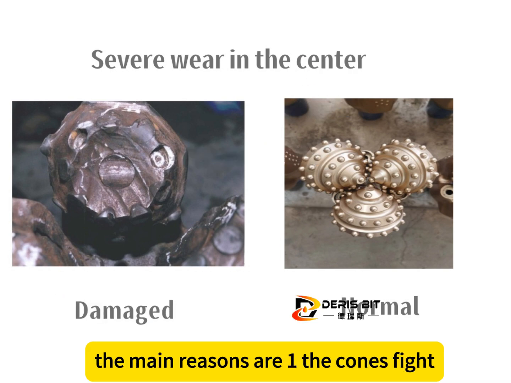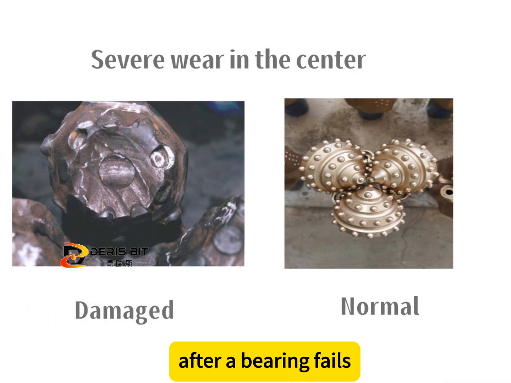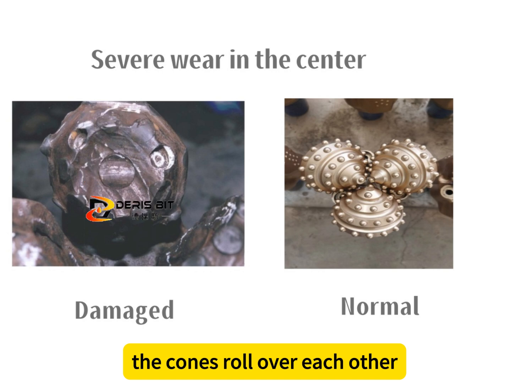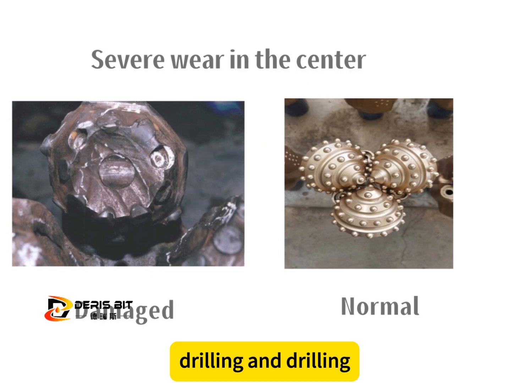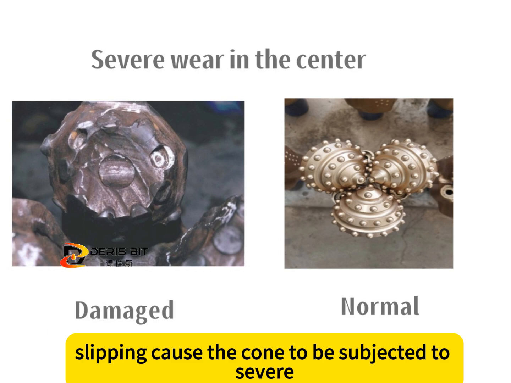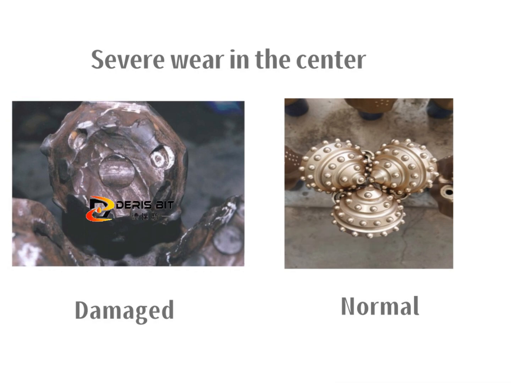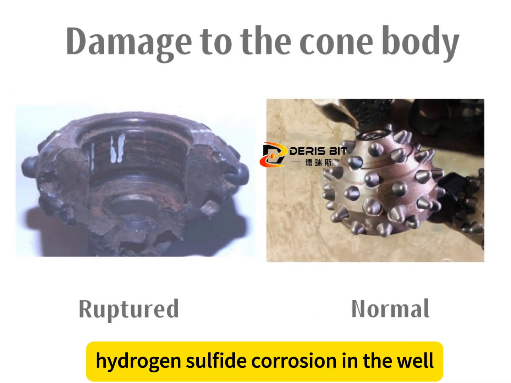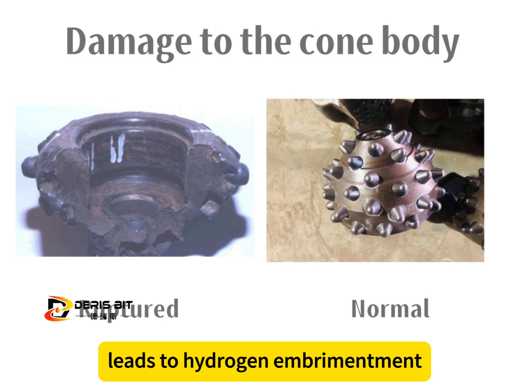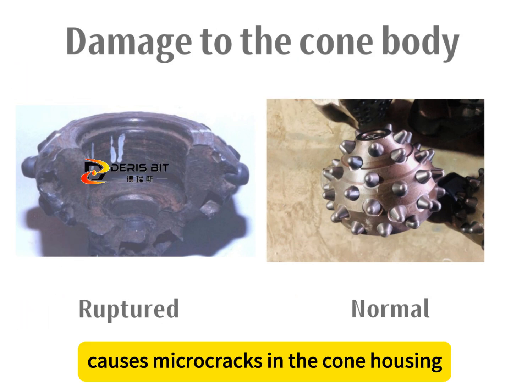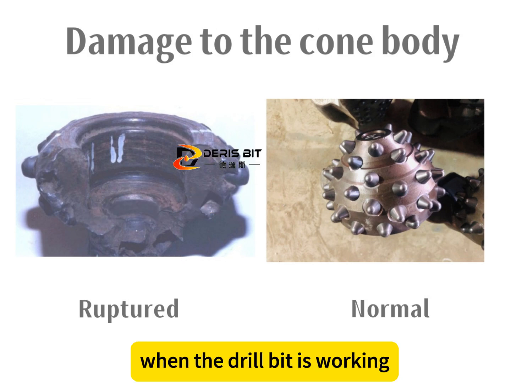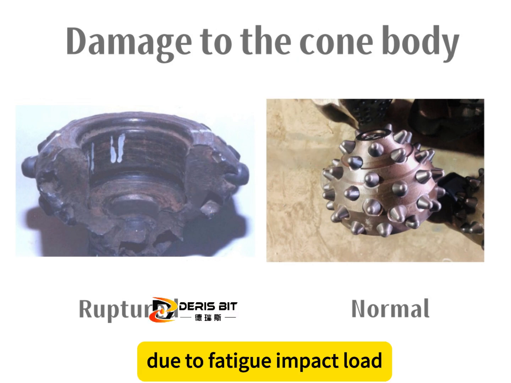6. Cone breakage. Cone breakage means that the cone body is broken into two halves or several pieces, but most of the cones are still on the drill bit. The cone body breakage can be caused by many reasons. The main reasons are: 1. The cones fight. After a bearing fails, the cones roll over each other and cause one or more cones to break. 2. Drilling and drill slipping cause the cone to be subjected to severe impact.